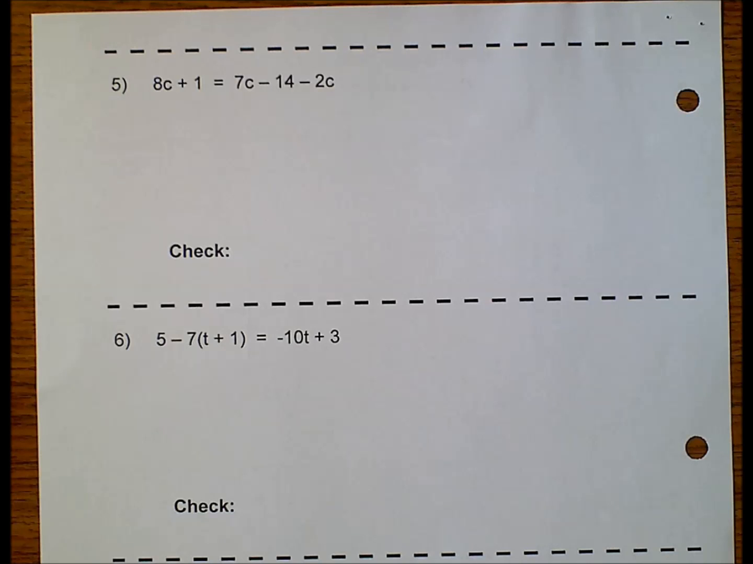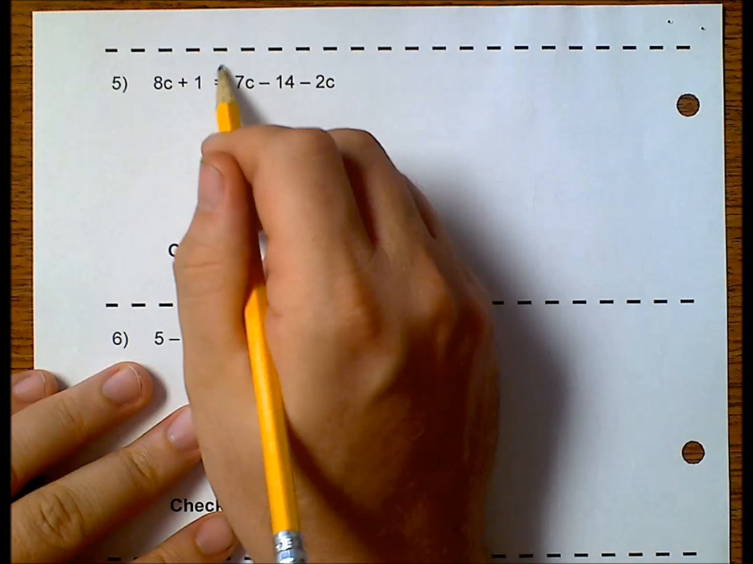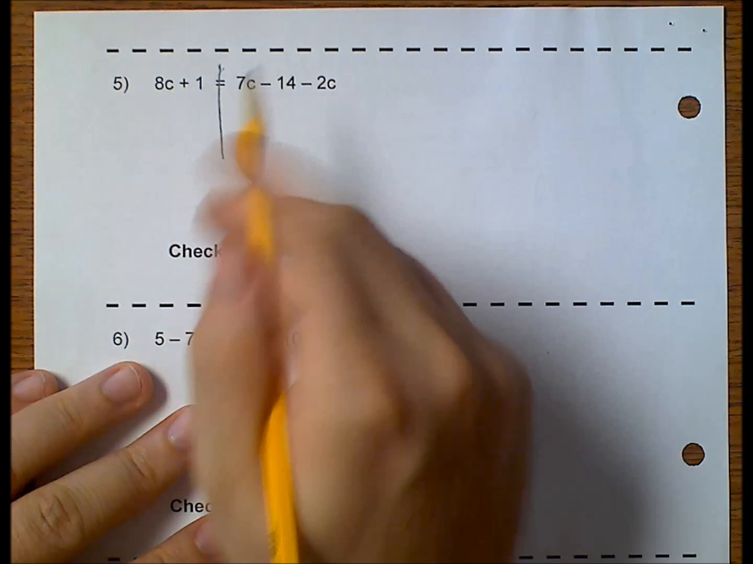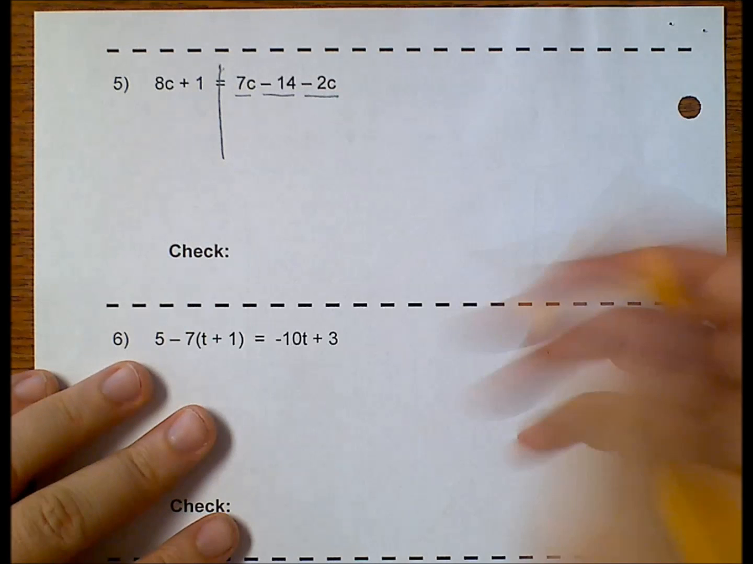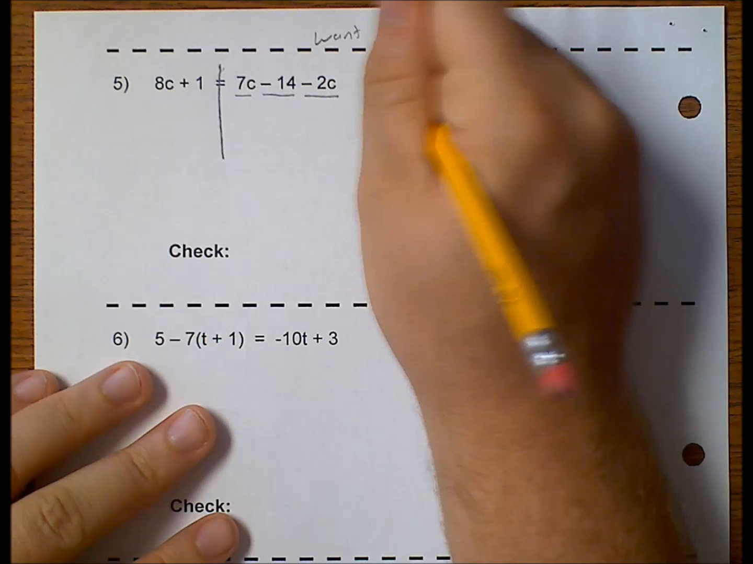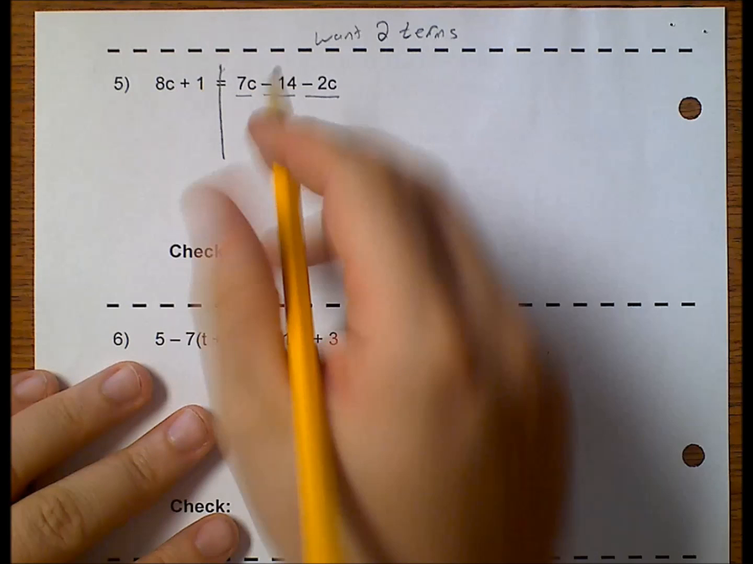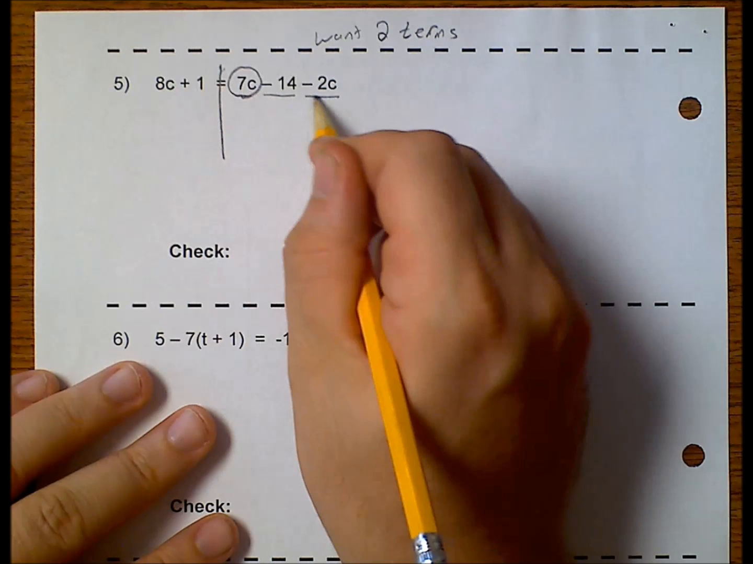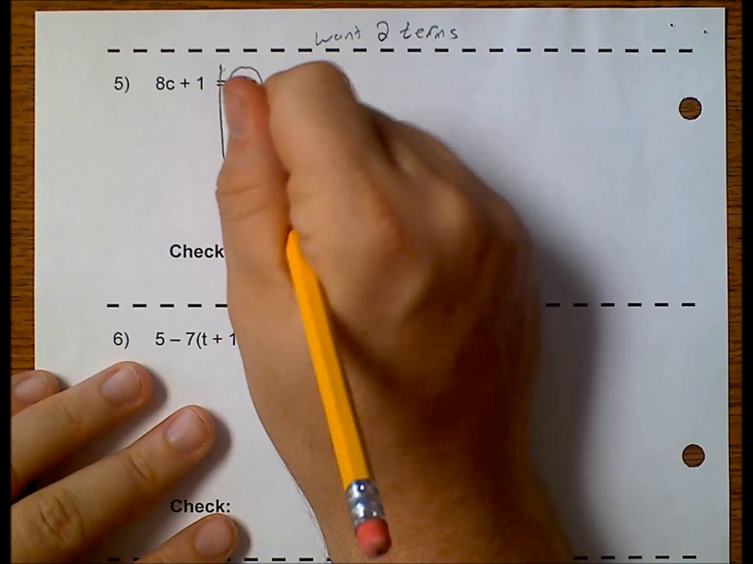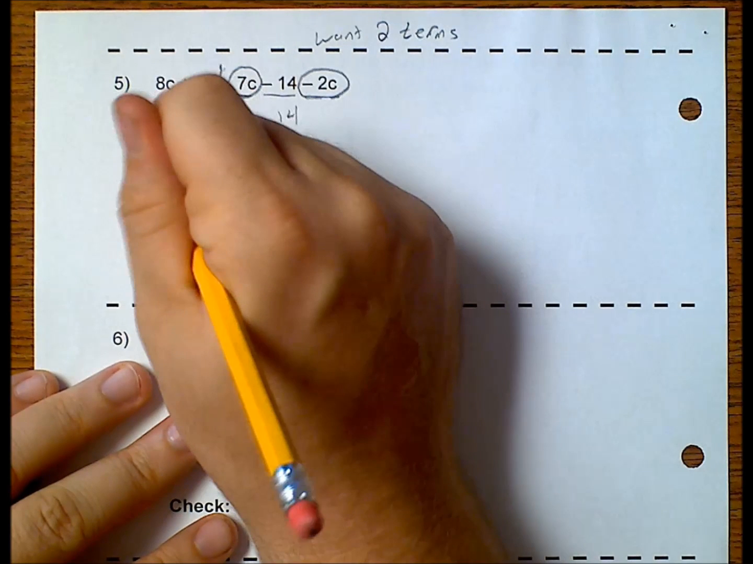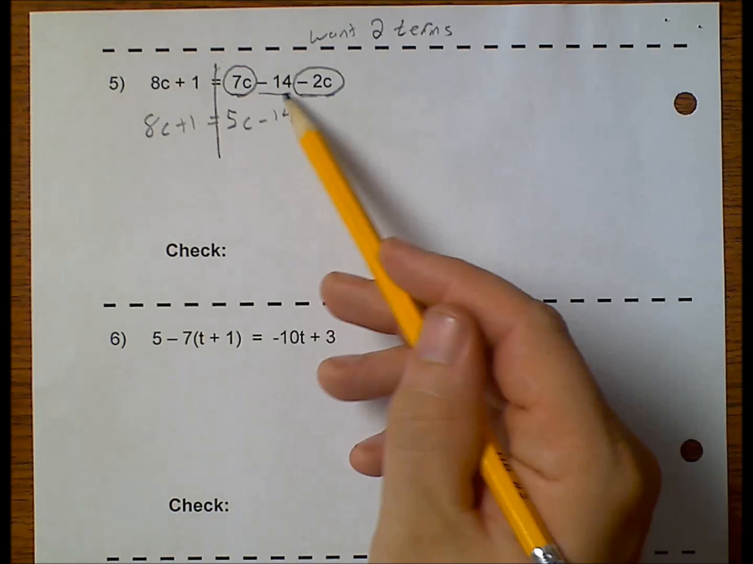Here's where we have to actually start simplifying. The reason being that the left side is quite simple, but the right side is not. I have 3 terms, and I only want 2 terms. So, this 7c and this minus 2c I know will combine to give me 5c minus 14, and this still equals my 8c plus 1. I combined terms over here. I didn't need to over here.